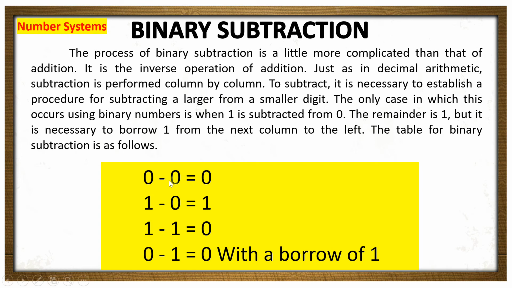0 minus 0 is equal to 0. 1 minus 0 is equal to 1. 1 minus 1 is equal to 0. 0 minus 1 is equal to 1 with a borrow of 1. This is actually how a computer works when it subtracts a number.